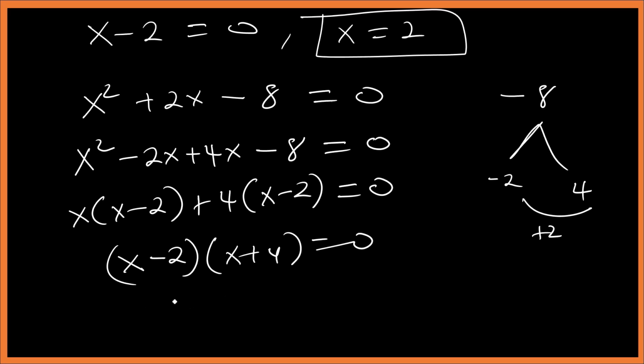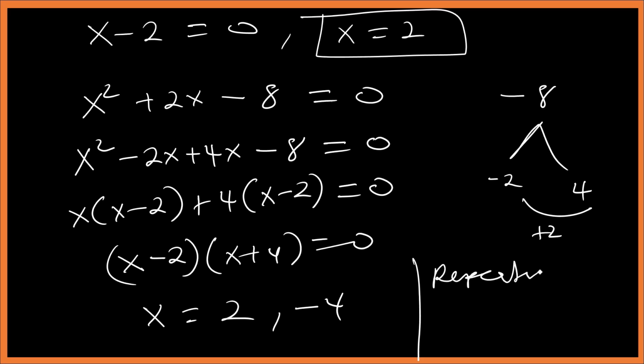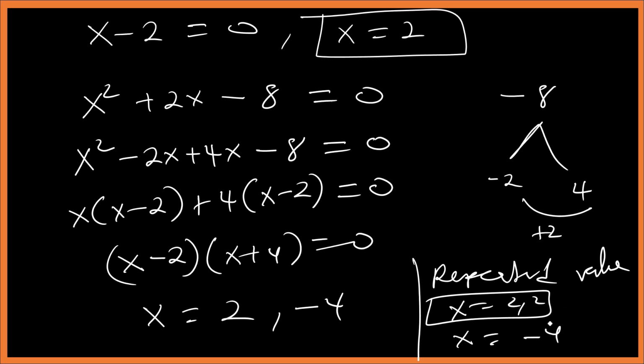So x minus 2 gives 2, and then we have minus 4. So we have a repeated value here: x equals 2, repeated value, and then x equals minus 4.